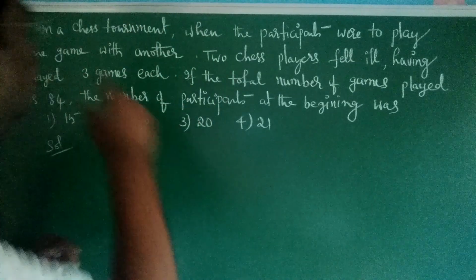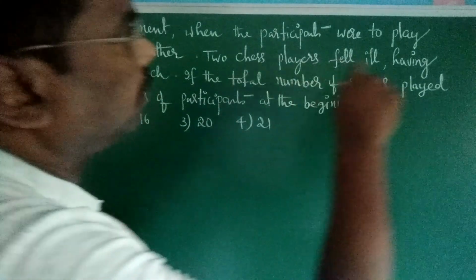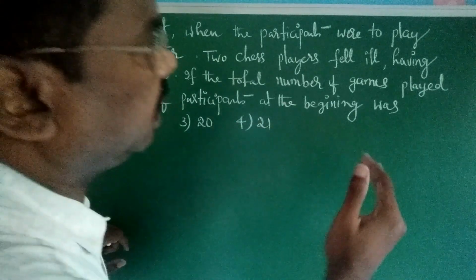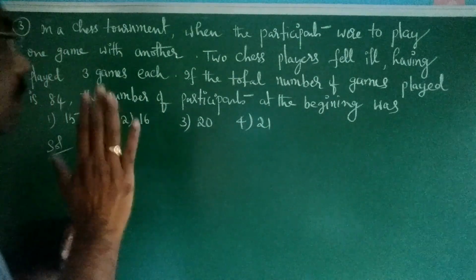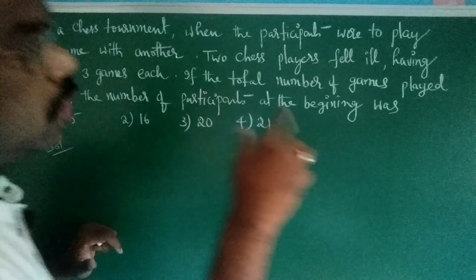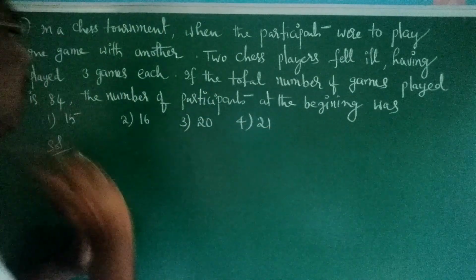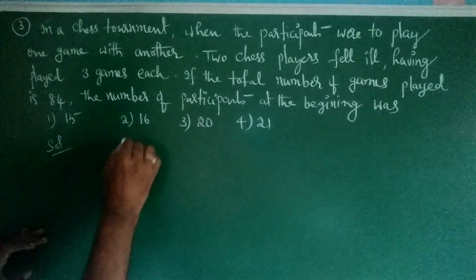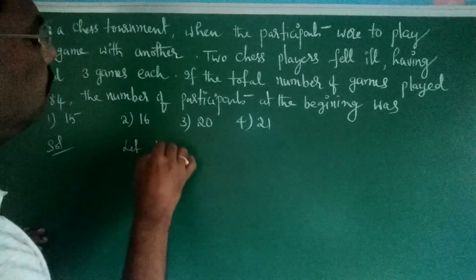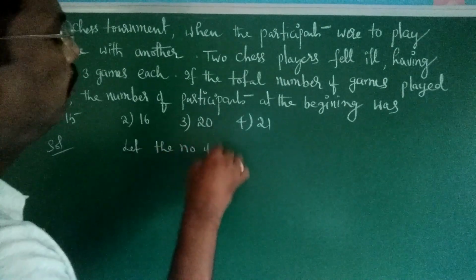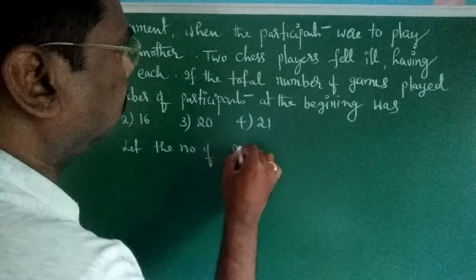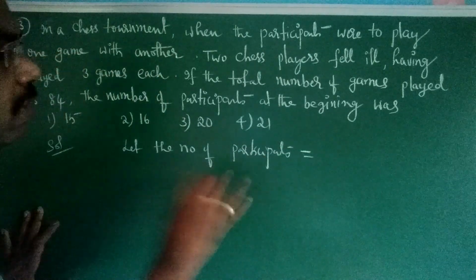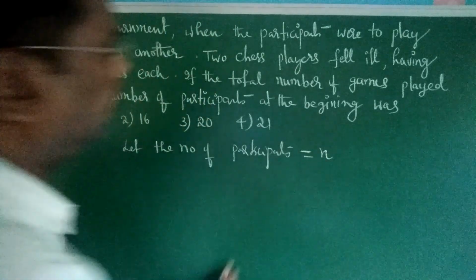Next one, in a chess tournament, where the participants were to play one game with another, 2 chess players fell ill, having played 3 games each. If the total number of games played is 84, the number of participants at the beginning was. Let the number of participants be n.